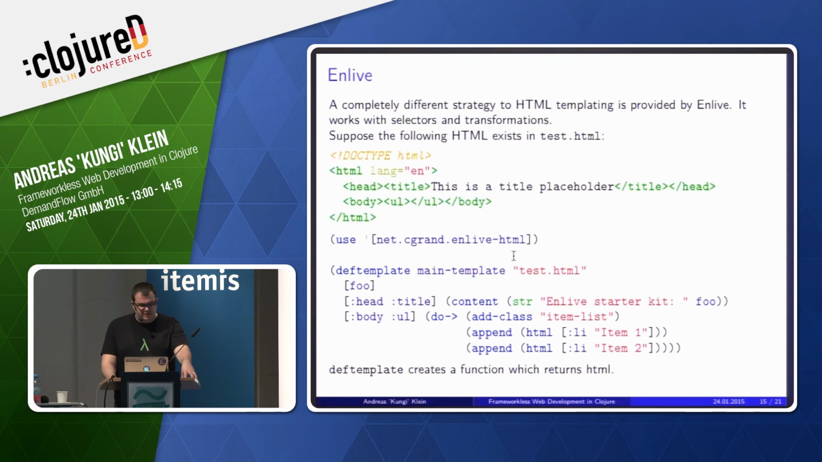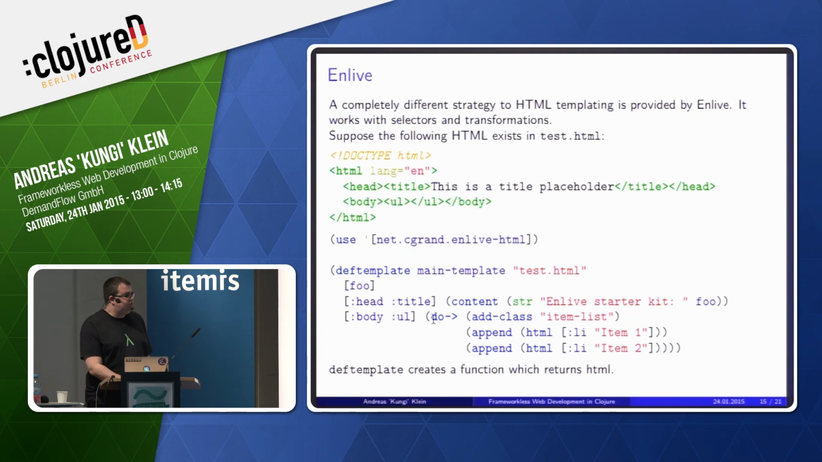Enlive has two concepts. The one is a selector and the other one is a transformer. The former part here is the selector, where we, for example, select the head, and in the head the title, or the body, and in the body the unordered list here. And the next one is a transformer. These are functions which take the result of a selection and emit something like a string or HTML. Content is one of these transformers which just takes the content of the HTML tag and replaces it with a string you give it here. For example, in this case, Enlive starter kit and the parameter foo coming in from the front here.